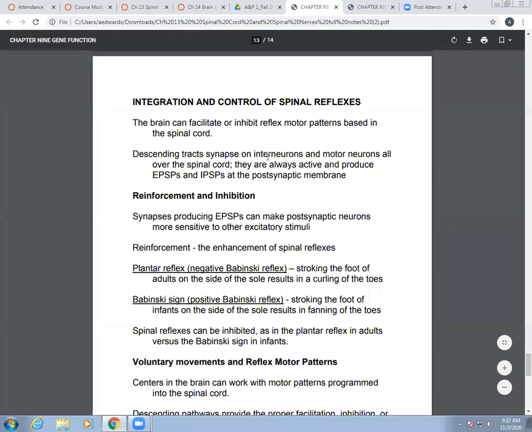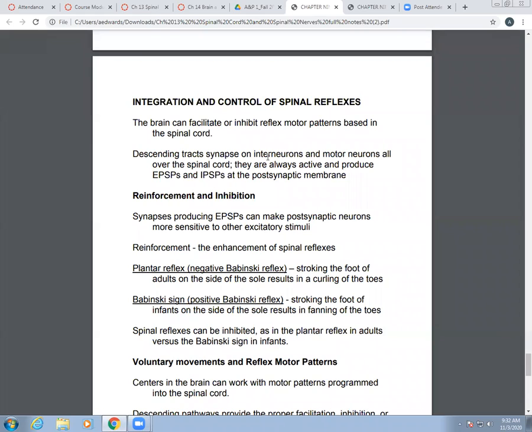So picking up where we left off. Let's talk a little about the integration and control of spinal reflexes. We talked in the last video about reflexes, right? So your brain can actually inhibit or facilitate reflex motor patterns that are based in your spinal cord.